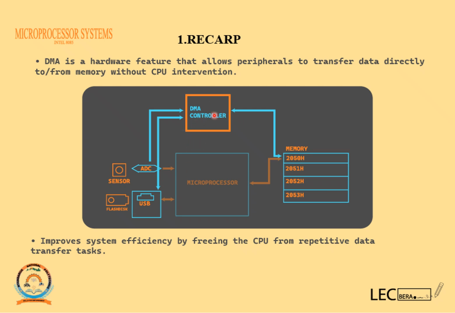Now, when we implement this, remember it improves system efficiency by freeing the CPU from repetitive data transfer tasks. Remember, when we are exchanging data, we are not going to exchange the data once. We have to break down that data into maybe frames or packets. Then we will be carrying those packets until the whole data is complete. Remember, that is going to be a repetitive task, and that is not good for the microprocessor. We better leave that to be handled by the DMA controller.